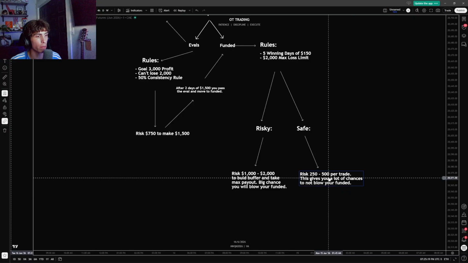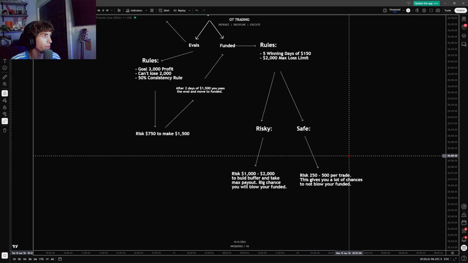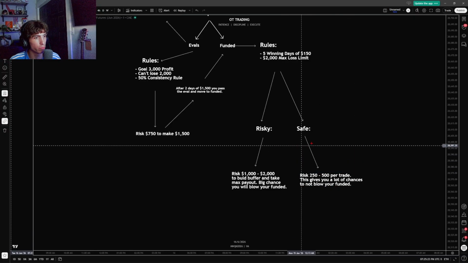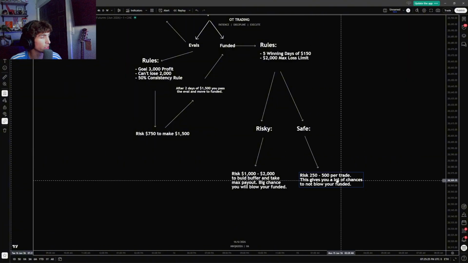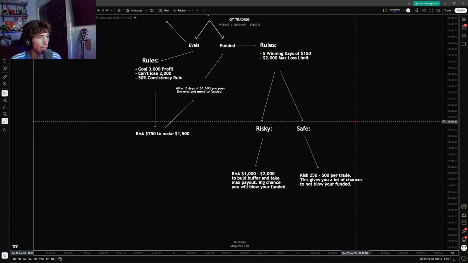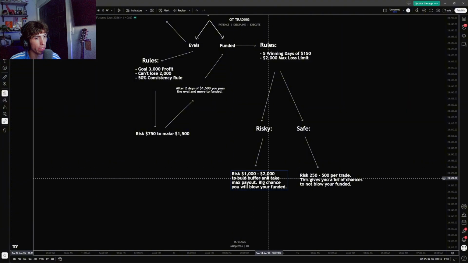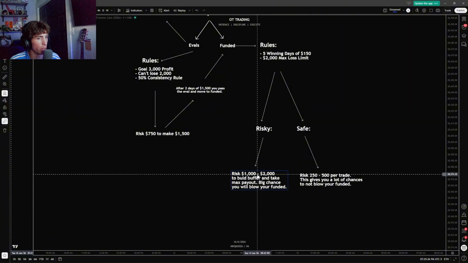So a lot of traders play it safe, especially if you have a decent amount of accounts. Traders will go with the risk off. They would like to play it safe, so they target the winning days, because if you have 15 funded accounts, you can still manage to make more than if you went completely risk on with this.